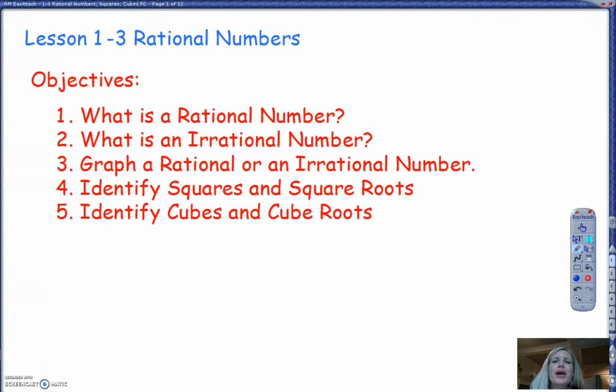Hi everyone. So in this lesson today, we're going to learn about rational numbers, and these are our objectives that you see in front of you. What is a rational number? What is an irrational number? So you need to know some vocabulary, how to graph them on a number line, and identifying squares and square roots and cube roots. As we go through this video, you should pause me to take notes and write down as if you would in the classroom when we're talking.